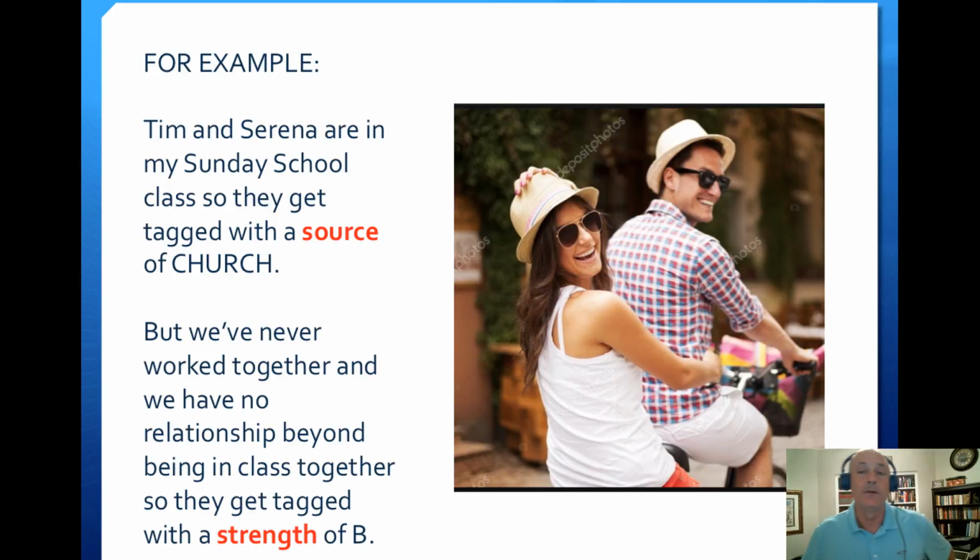Now, let's see if you're getting this. Here's an example. Tim and Serena are in my Sunday school class, so I tag them with a source of church. That's how I know them. But we've never worked together, and we have no relationship beyond being in class together, so they get tagged with a strength of B. How well do I know them? I know them, but we don't hang out. We don't vacation together. I've never been in their home. They've never been in mine. If I bumped into them at the grocery store, I would know who they are. But that's about as far as it goes. So when they have a real estate need, they'll talk about which agent they're going to use. I'll be in the discussion, but there's no guarantee I'll get their business. So does that make sense?